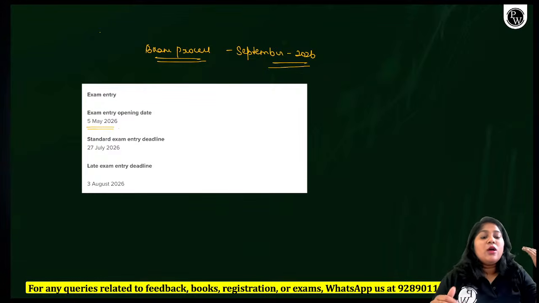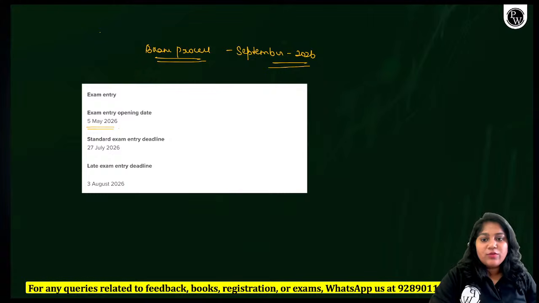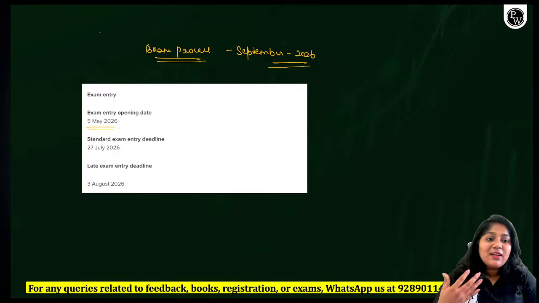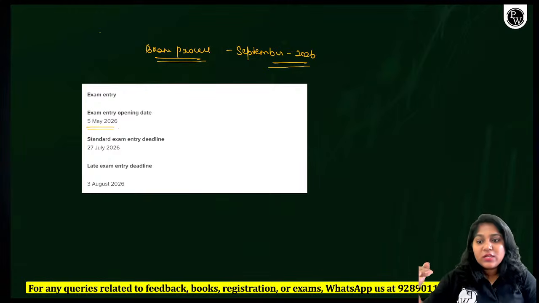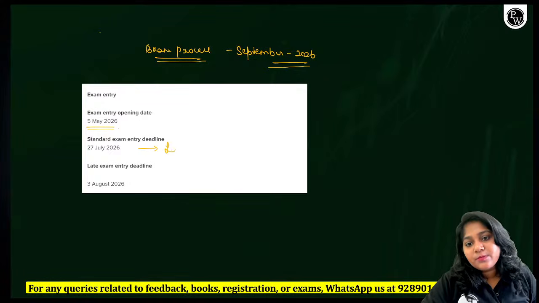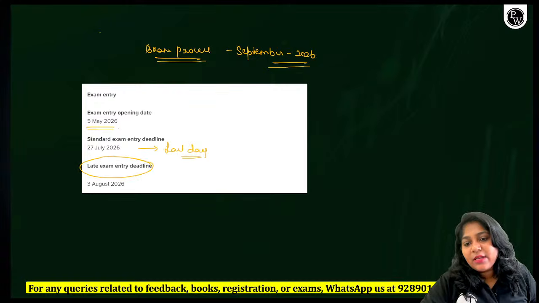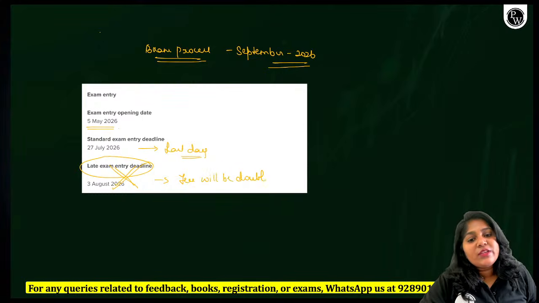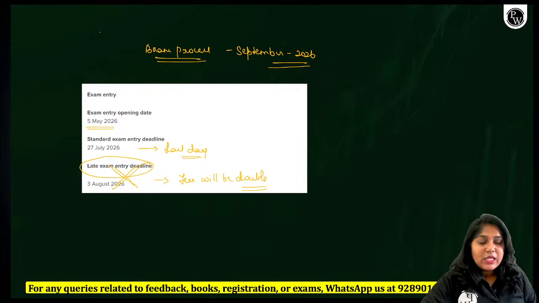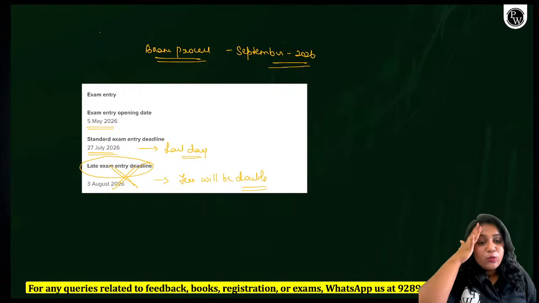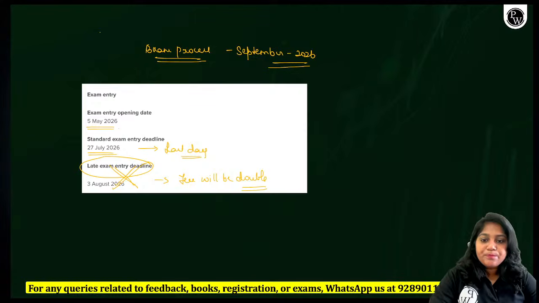So you will be starting to book the examination from 5th May onwards, and your standard exam entry deadline is 27th July 2026. That means this is the last day to book. But ma'am, what about the late exam entry deadline? This is something I don't want you to focus on, because the fees will be double. The examination fees will be double that you have to pay. So you don't have to worry. I would say 27th July 2026 is the last date to book your examination for the September attempt.